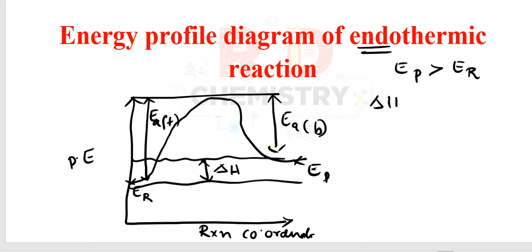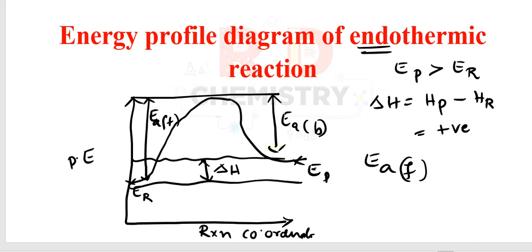That means delta H is equal to the enthalpy of the product minus the enthalpy of the reactant. Enthalpy is nothing but energy. So the product energy is more, therefore it is a positive quantity. Also remember, for an endothermic reaction, the energy of activation in the forward reaction is greater compared to the energy of activation in the backward reaction, the reverse of the exothermic reaction. So we'll solve some problems on this.